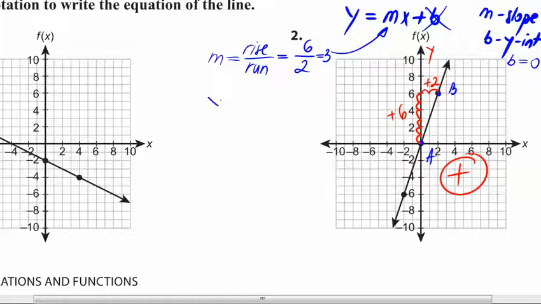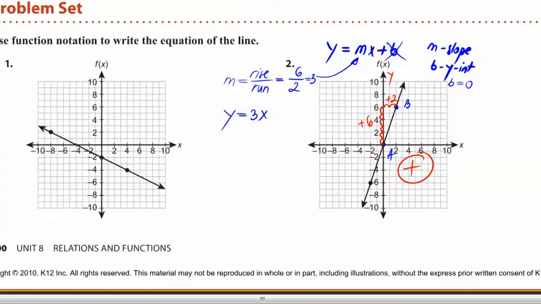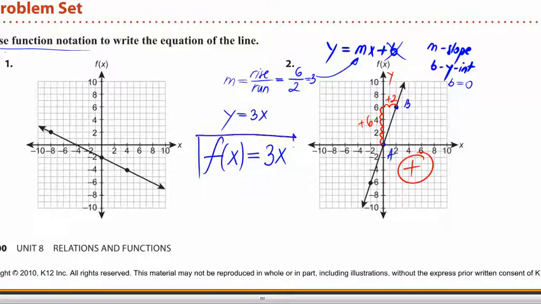The equation will be y equals 3x, but we have to use function notation, right? It says right there in the problem, use function notation, which means instead of y, you will state a function of x. F of x equals 3x. Okay, done. I hope it makes sense.